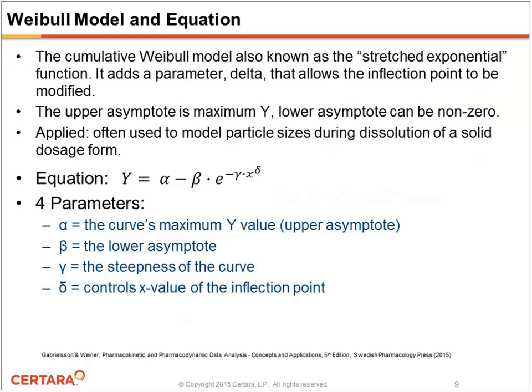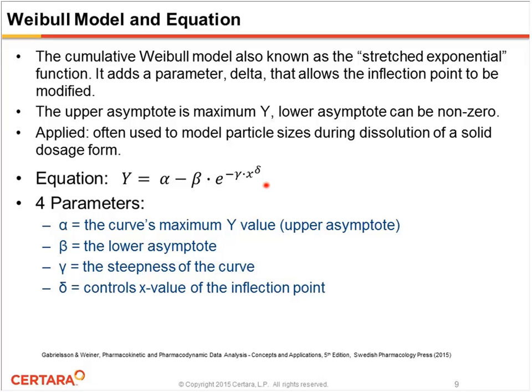The third model for consideration is the Weibull model. The cumulative Weibull model, also known as the stretched exponential function, adds a fourth parameter, delta, that allows the inflection point to be modified. In the Weibull model, the upper asymptote is maximum y, but the lower asymptote can be non-zero, so it doesn't have to be fixed to 0 as in the logistic and Gompertz models. An applied example is to use it to model particle sizes during dissolution of a solid dosage form.